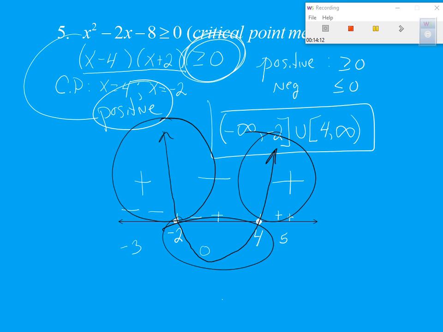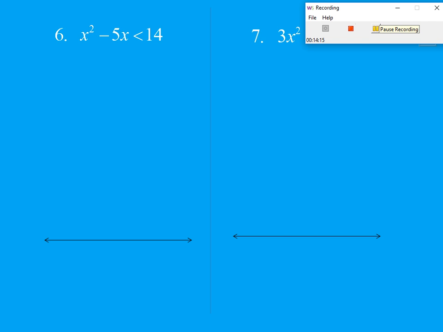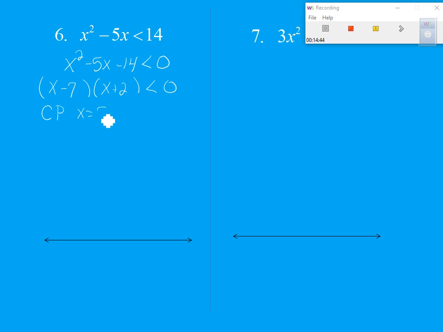So here goes your number 6. I will just pick the pace up a little bit. So on my number 6, we're going to think of this as x squared minus 5x minus 14 is less than 0. That way, because it's a quadratic, we're going to factor it and get (x minus 7)(x plus 2) is less than 0. That makes my critical points x equals 7 and x equals negative 2.